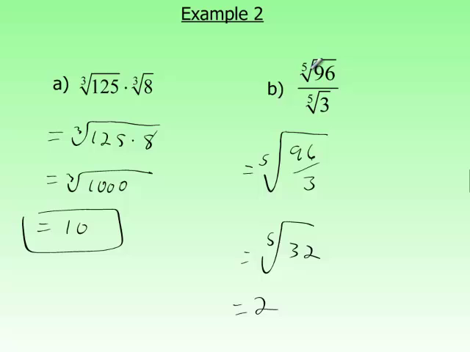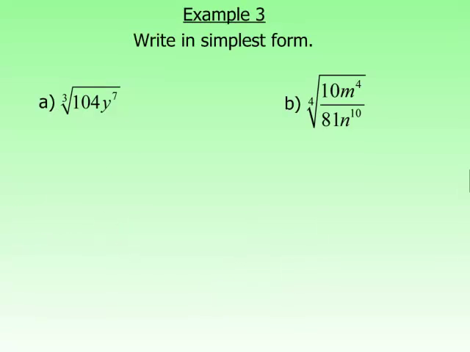But see how much easier that is if we use that property first, as opposed to doing it individually. That'd be a lot messier because then you're dealing with irrationals. Okay, so now we're going to take some of these and write them in simplest form, and we're going to be using a combination of both real numbers and variables.